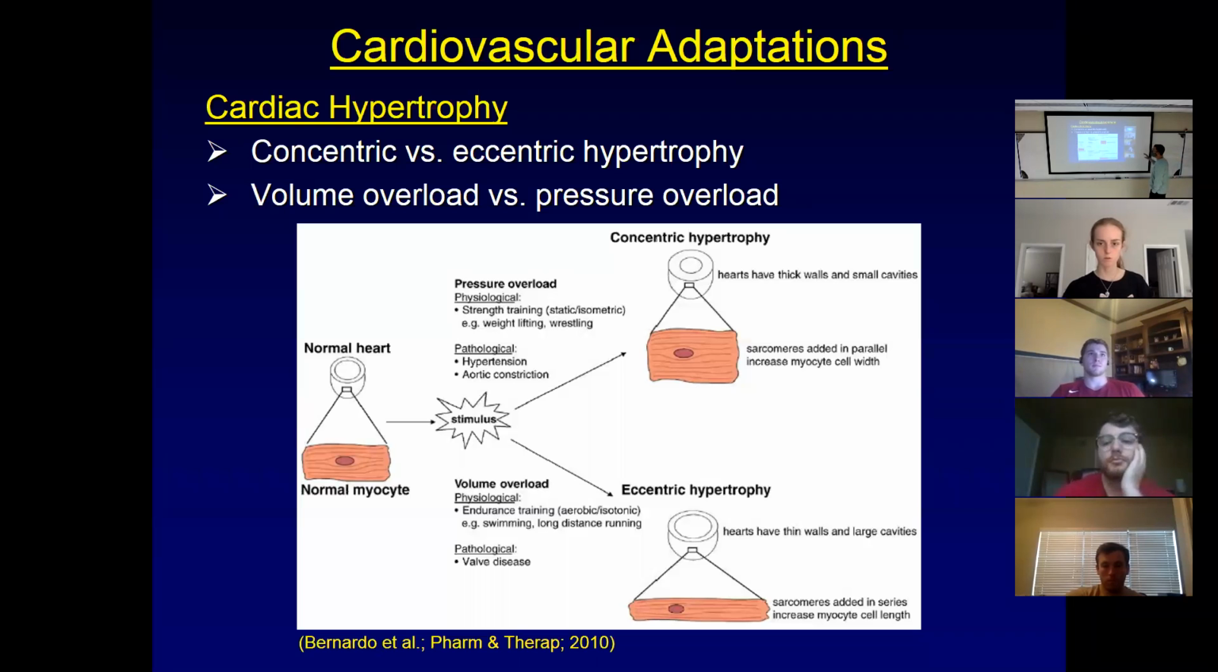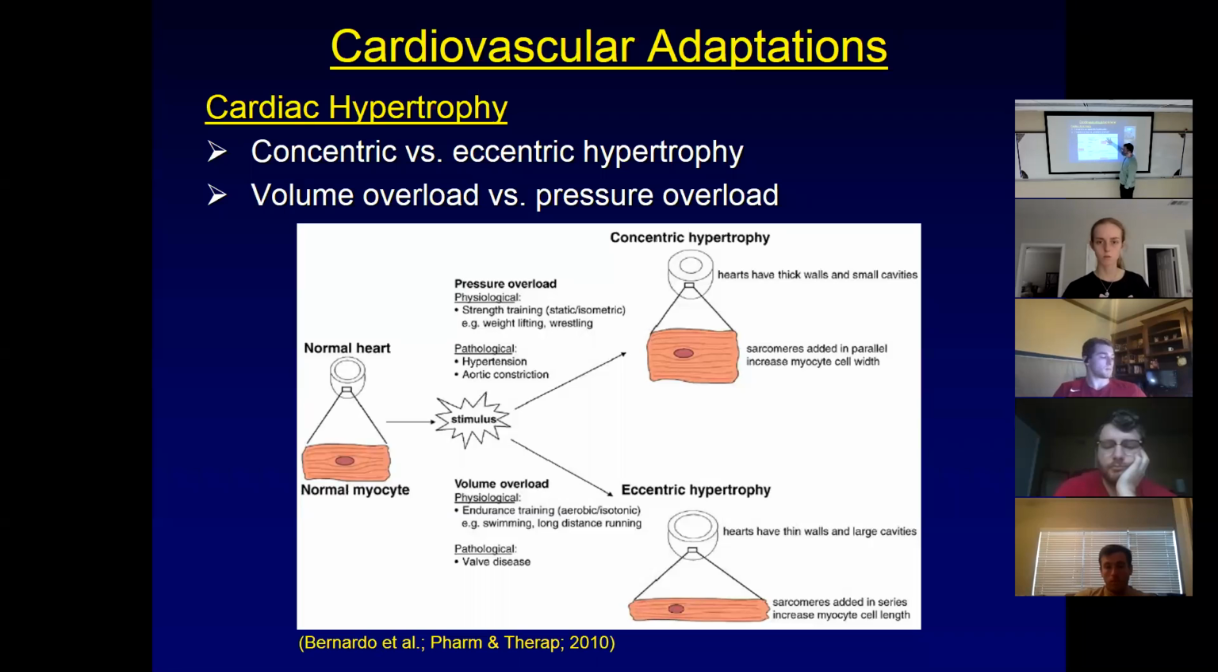The difference between those two things is what we call concentric versus eccentric hypertrophy, or volume overload hypertrophy versus pressure overload hypertrophy. And you may be thinking, well, what the hell's the difference between those two things? Why does it matter? How does a heart contract eccentrically? For the most part, it doesn't, but I'll try to explain why we determine that particular one.